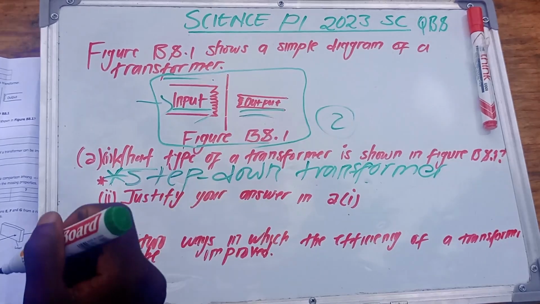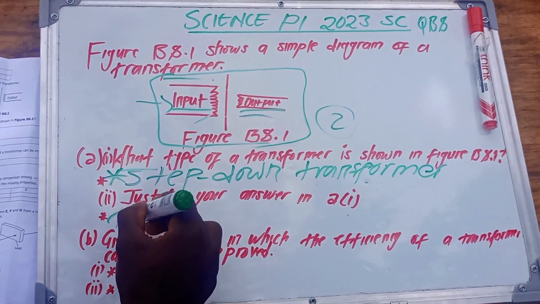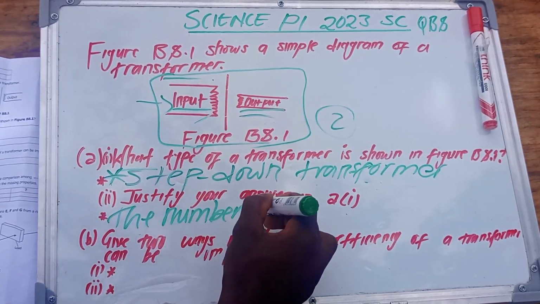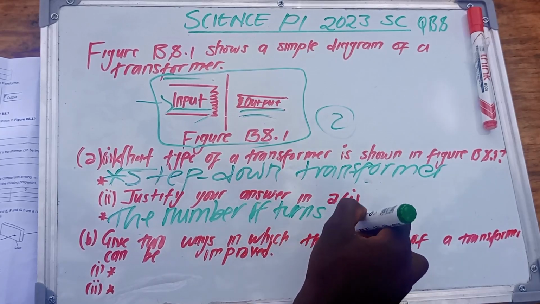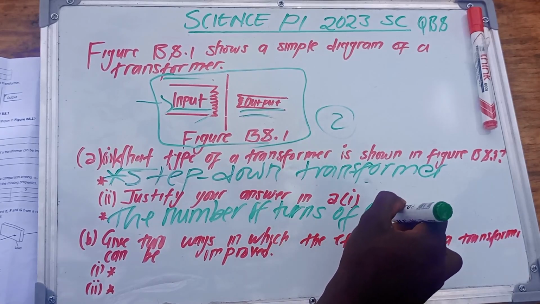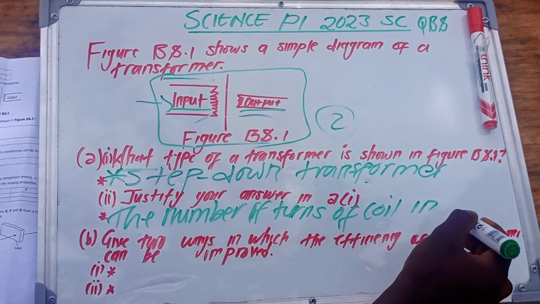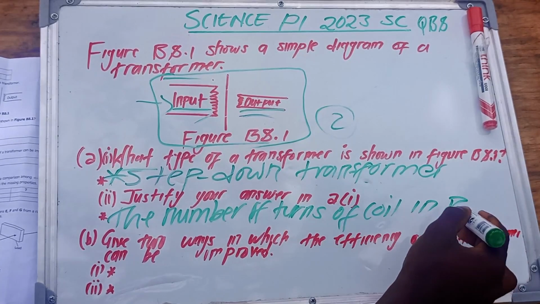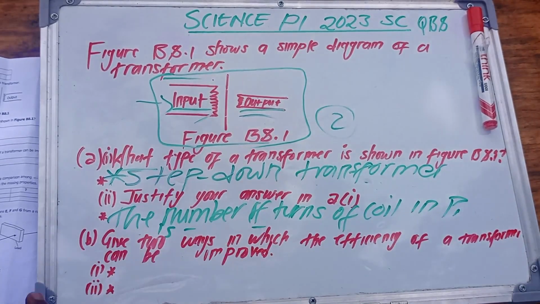So the answer which we can give in short is that the number of turns of coil in the primary is greater than the number of turns of coil in the secondary. That is a simple answer.